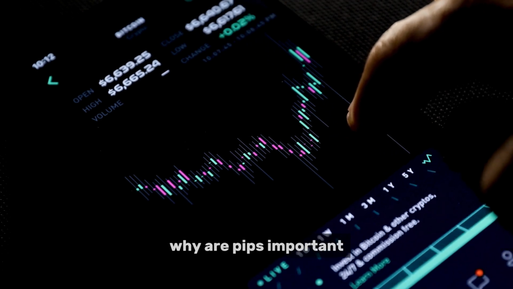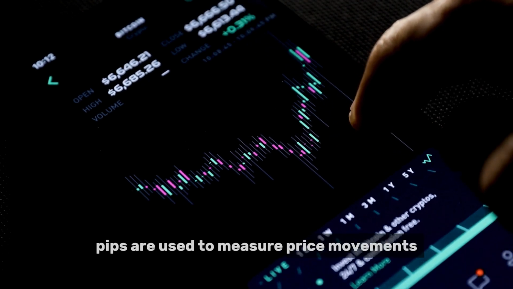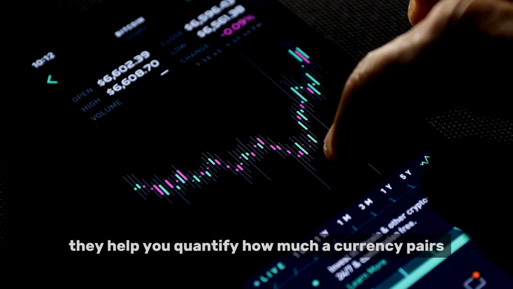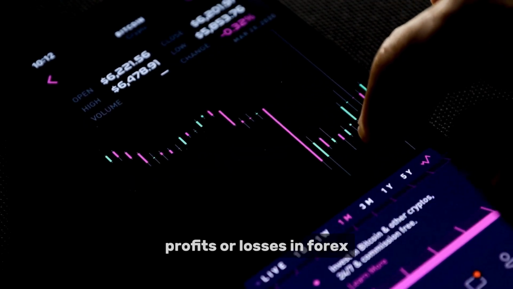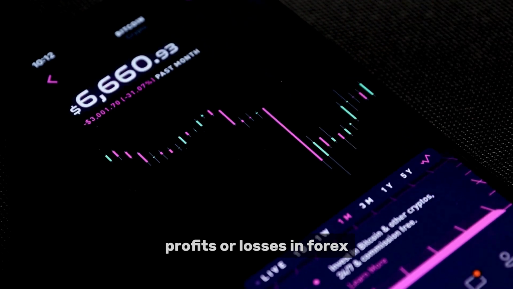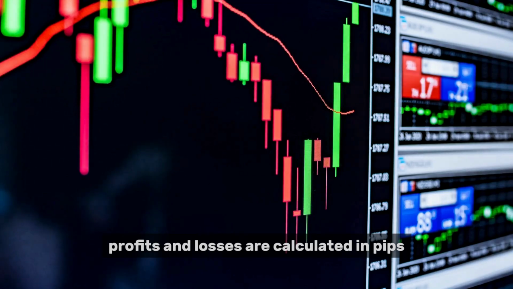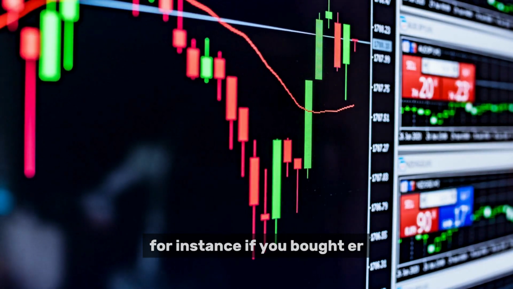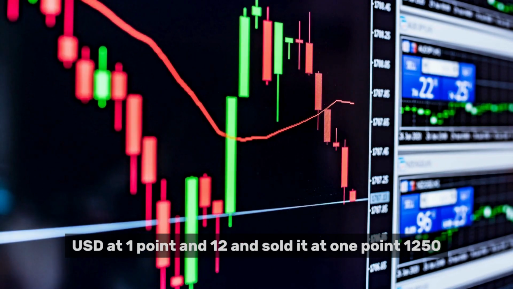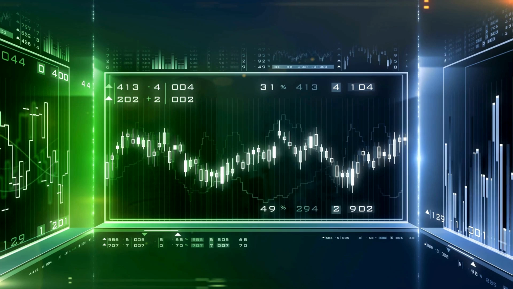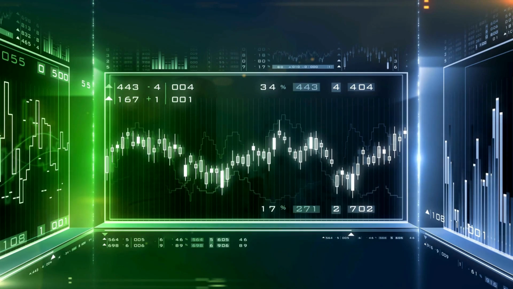Why are pips important? Pips are used to measure price movements. They help you quantify how much a currency pair's value has changed over time, and to calculate profits or losses. In Forex, profits and losses are calculated in pips. For instance, if you bought EUR/USD at 1.1200 and sold it at 1.1250, you earned 50 pips.